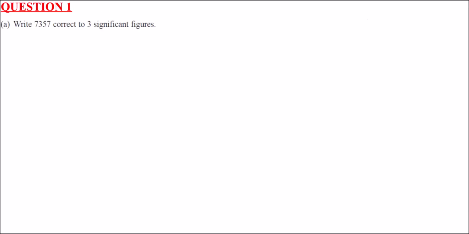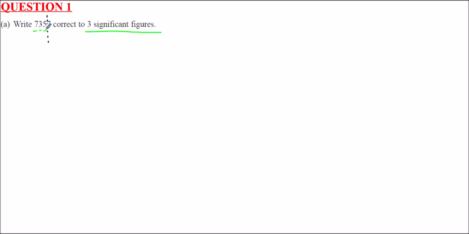Question 1, we need to round this number to 3 significant figures. Well, if we're rounding a number to 3 significant figures, we start counting from the first number that is not 0. So that's our first number, 7. So 1, 2, 3, there are our significant figures. So the 7 isn't the number we're going to count. So we need to round this 735.